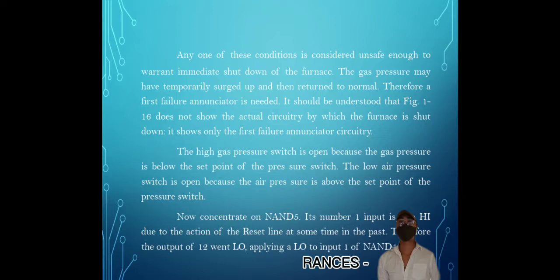Now consider NAND 5. Its number 1 input is also high due to the action of the reset line at some time in the past. Therefore, the output of NAND 12 went LO, applying a LO to input 1 of NAND 4.